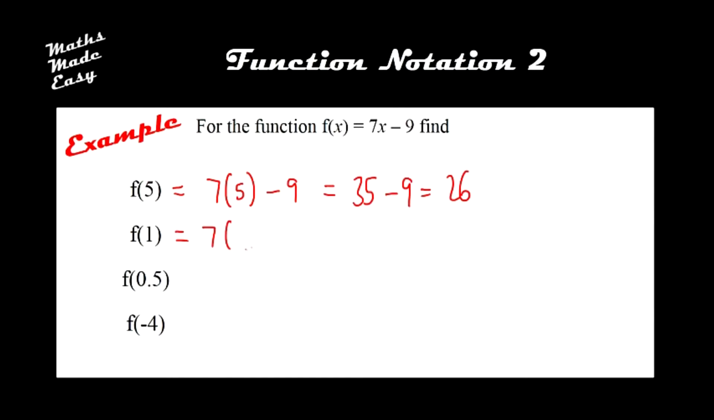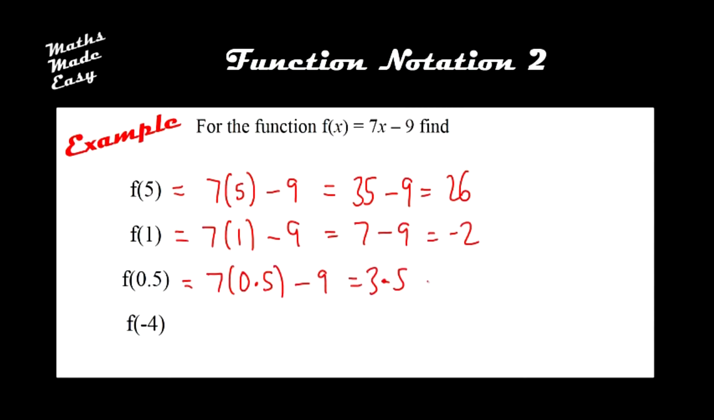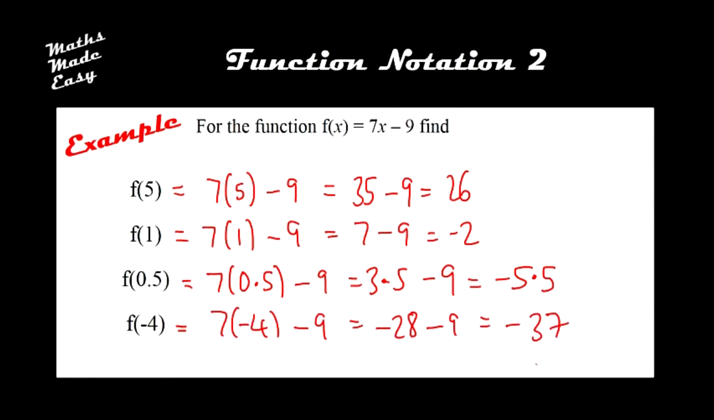F of 1, however, means that we replace the x with a 1, not a 5, but a 1. So 7 lots of 1 is 7, take away 9 from that, you get negative 2. And so on. So f of 0.5 means change the x for a 0.5, and we've still got subtract 9. So 7 0.5s are 3.5, subtract 9 from that is negative 5.5. We have f of negative 4, means 7 lots of negative 4, subtract 9. 7 lots of negative 4 is negative 28. Take 9 from that and you get negative 37.